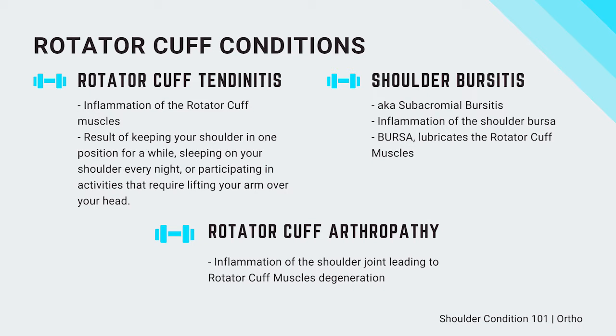And third is the rotator cuff arthropathy, which is the condition wherein there is shoulder arthritis. That means the joint is inflamed, thus leading to rotator cuff tendons to degenerate, and there may be a bone-to-bone sensation upon shoulder movement, which is painful at night.